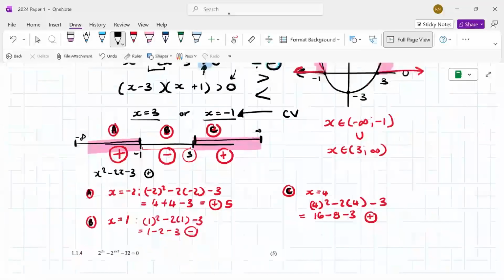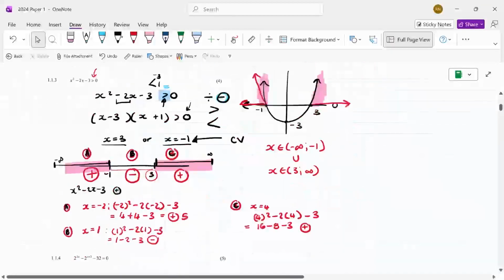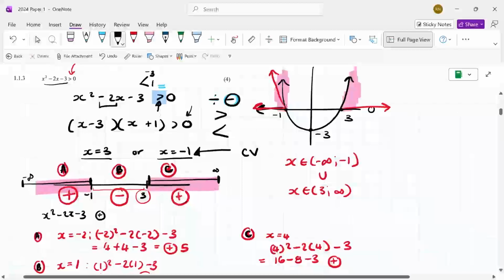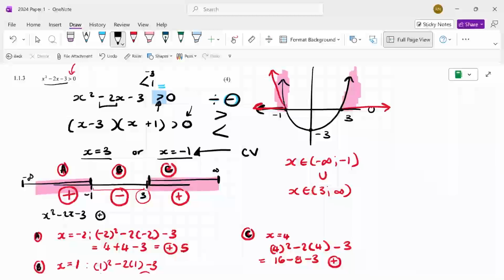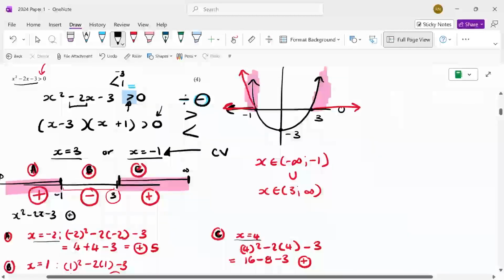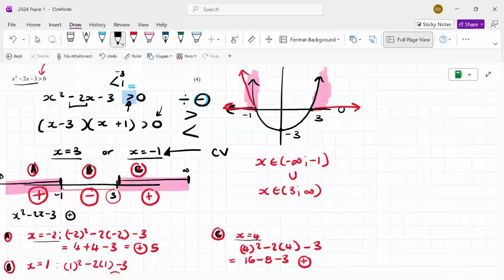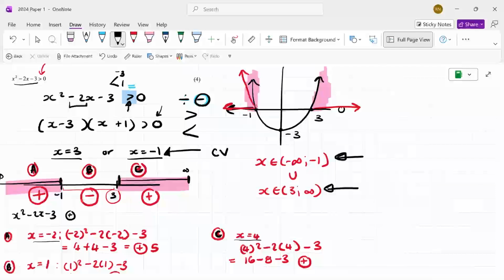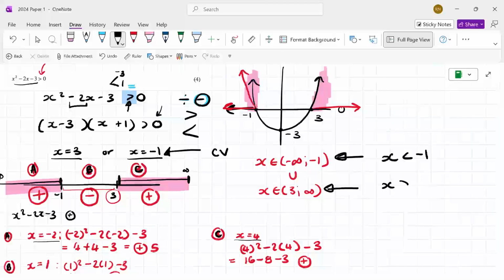We were looking for where this expression here was greater than 0, which means we were looking for where it was positive. And when we put in different values for x, we were able to find that before -1, so from negative infinity to -1, and after 3. You can also write this as when x is less than -1 and when x is greater than 3. So both of those work perfectly.